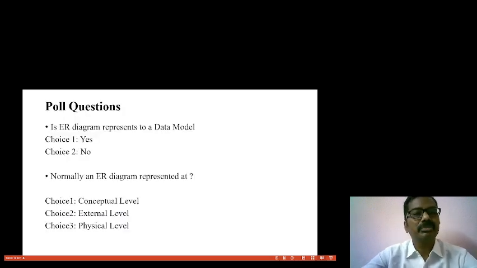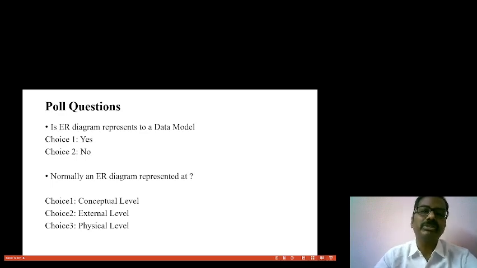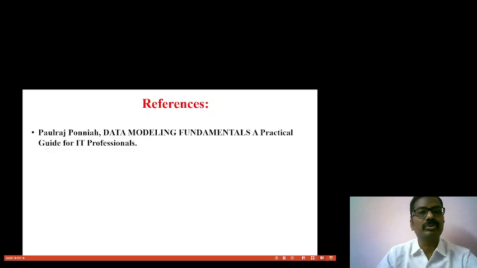And a simple poll question: is an ER diagram a representative data model? Yes or no? Next, is an ER diagram normally represented at the conceptual level, external level, or physical level? Please think among yourselves and try to answer this poll question.